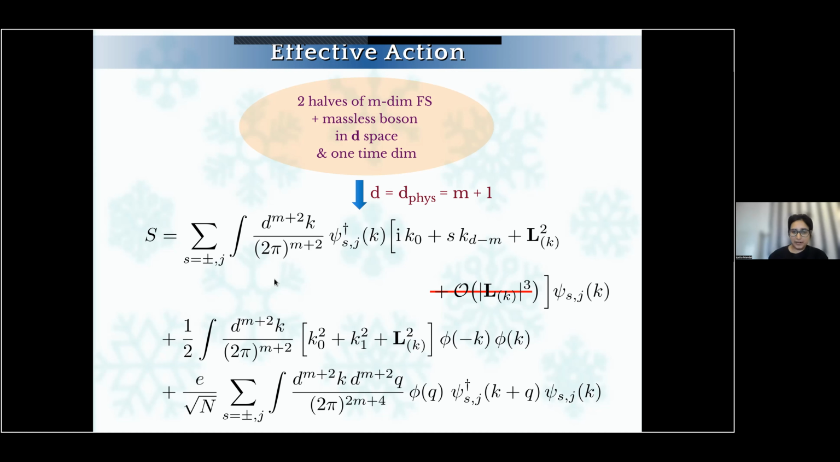So here I have written down the action. The first line is just the kinetic term for the fermions, the plus and the minus fermions. Now we have expanded the fermionic momentum around that point in the Fermi surface. We can just forget about the higher order terms in L because these are irrelevant in the renormalization group sense. The second term is the kinetic term for the bosons. It's massless, so there is no mass term. And the third line indicates the coupling term between the fermions and the boson with the coupling constant e.